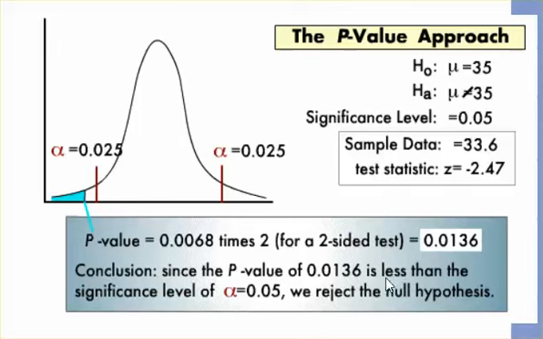So we would reject the null hypothesis and conclude that this sample that has a sample mean of 33.6 did not come from a population that has a mean of 35. Let me repeat that one more time, right? We have a p-value of 0.0136, which is less than our level of significance of 5%. We would reject the null hypothesis and conclude that this mean of 33.6 did not come from a population that has a mean of 35.